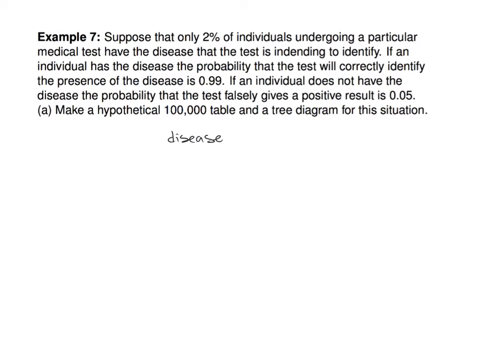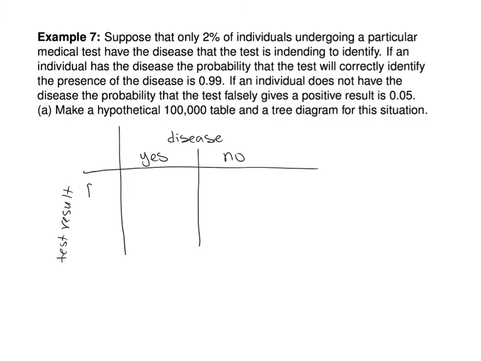So I have disease, and then on this side, I'm going to have test result. You don't have to necessarily do it this way, just your tables must have the correct numbers in the sort of correct cells. So there's yes, you have the disease, no, you do not. And there's a positive test and a negative test. That's your results.